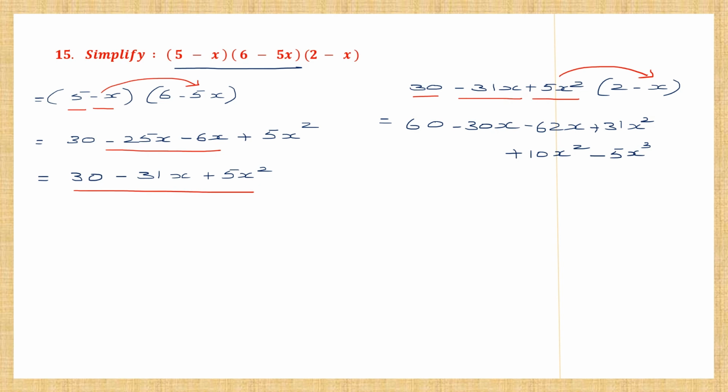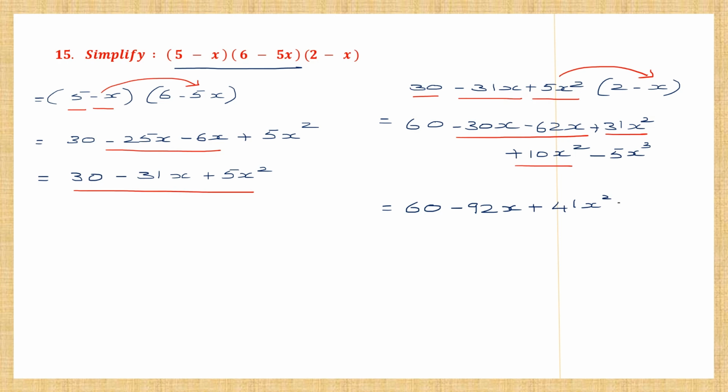So now here we're going to look out for the like terms. So here we have minus 30x and minus 62x. Here we have 31x squared and plus 10x squared. So let's work on that. So here we have 60 minus 30x minus 62x. Signs are the same. So we put the same sign and we add 30 plus 62 is 92. 92x. Then we have 31x squared and 10x squared. That makes it 41x squared.